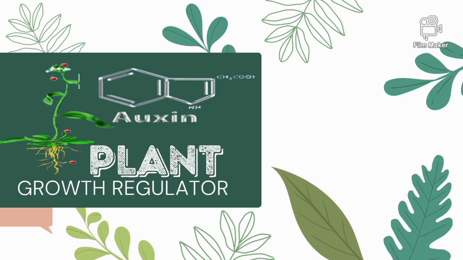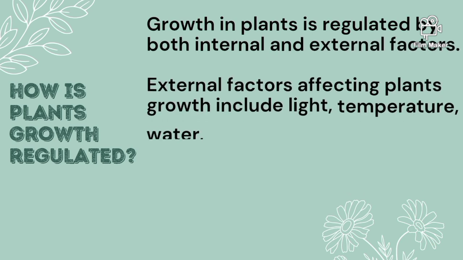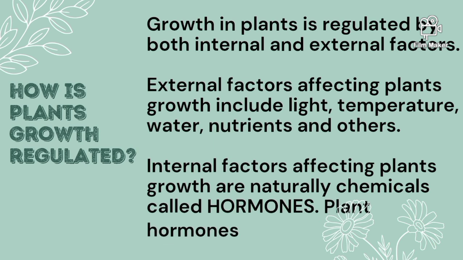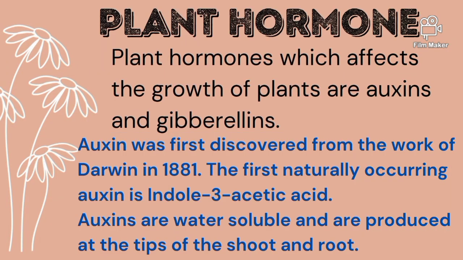Plant growth is being regulated by both external and internal factors. External factors regulating plant growth include temperature, water, nutrients, and others. The internal factors that regulate growth in plants are naturally occurring chemicals called hormones. Plant hormones are called phytohormones. Plant hormones such as auxin and gibberellin are growth regulators.